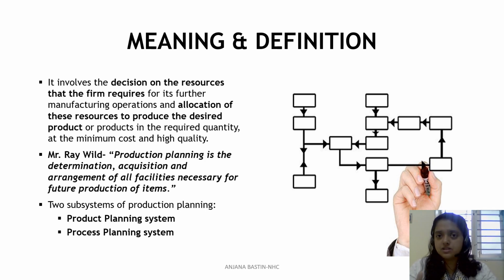There are two subsystems or two components of production planning. First is your product planning system, second is your process planning system. Just like the word says, product planning system is where you try to draft a policy or a procedure in order to make a particular product. Or it could be a circumstance wherein you are planning to change.